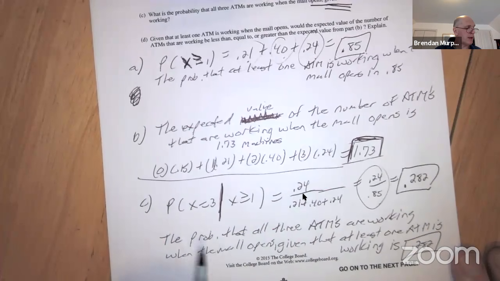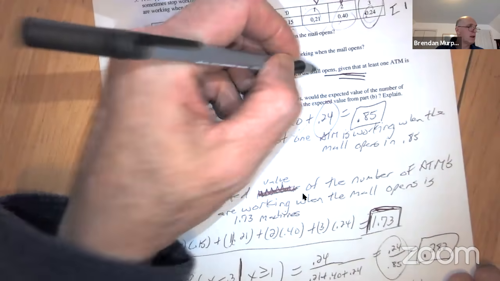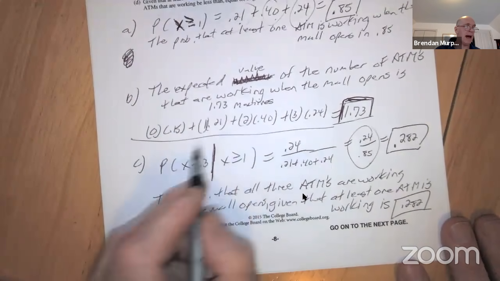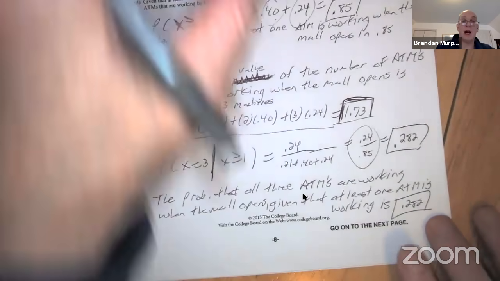And again, I wanted to have our sentence here. The probability that all 3 ATMs are working when the mall opens, given that at least one ATM is working, is 0.282. In some ways, I'm just repeating the language in the question, but I have my context in here. I've shown the reader some math, et cetera. And I think hopefully that's a relatively strong answer that would get a lot of credit, if not full credit.